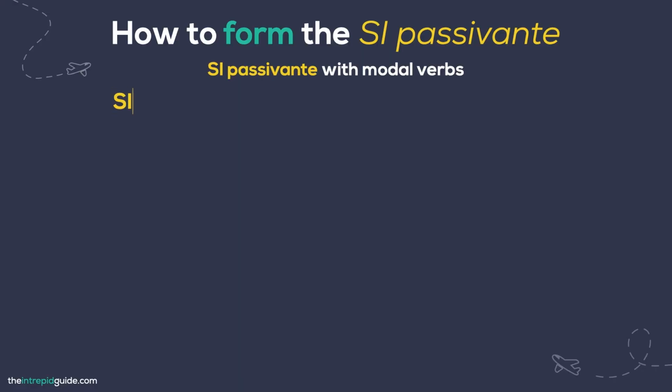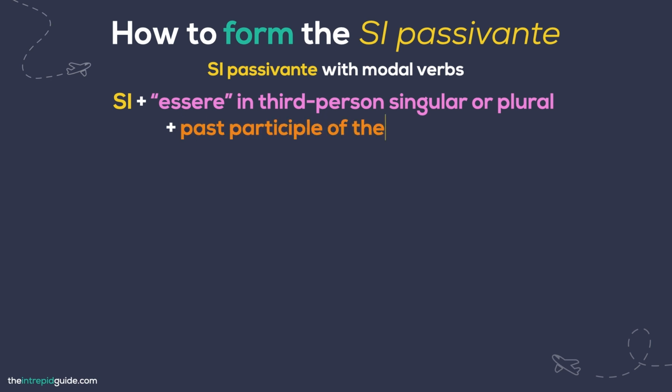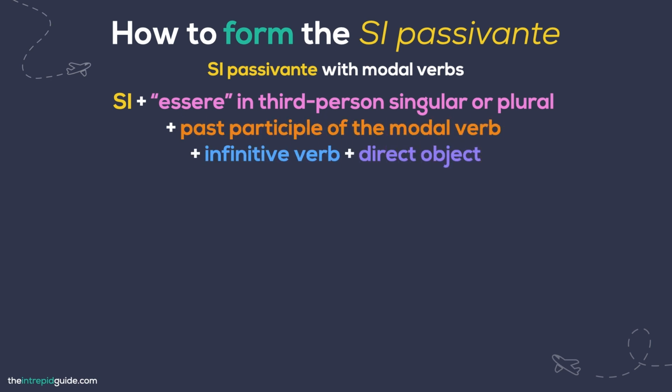With compound tenses, the modal verb must agree in gender and number with the direct object. Take a look at this structure. Si plus essere in the third person singular or plural, plus the past participle of the modal verb, plus the verb in the infinitive form, plus the direct object.